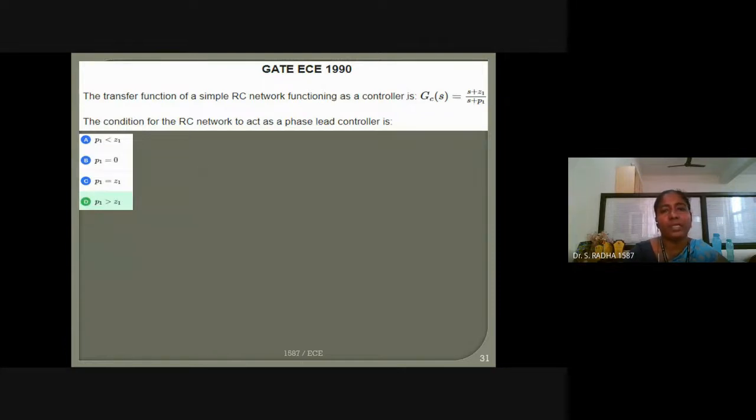Same problem. In 1990 also they have given s plus Z1, s plus P1. It should act as a lead compensator. The numerator gives the zero, the denominator gives the pole. In the case of a lead compensator, alpha is the zero by the pole, and it is a value less than 1. Here we have Z1, P1 in the place of zero and pole. Z1 is less than P1, otherwise P1 is greater than Z1. Any of these two is the correct answer. The fourth option is the correct answer.